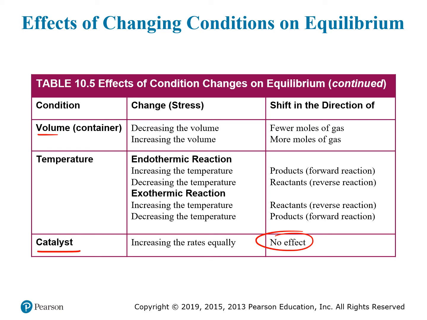For changes in the volume and temperature, however, it's more complicated. For the temperature, you have to ask whether it's an endothermic or an exothermic reaction, and then think about whether heat is a reactant or a product based on that. Whereas for changing the volume of a gas phase reaction, you have to consider which side has more moles of gas and which has fewer.